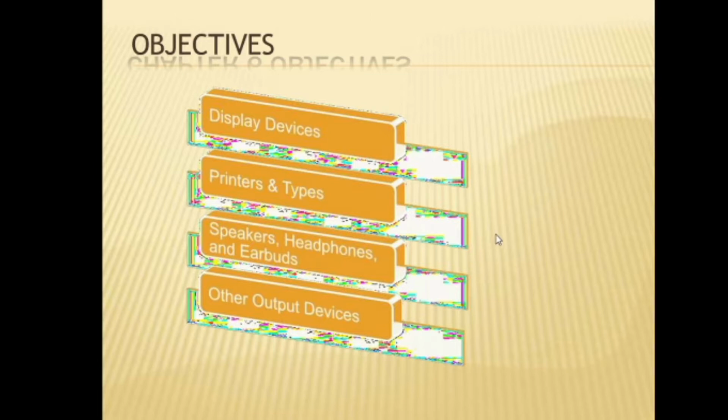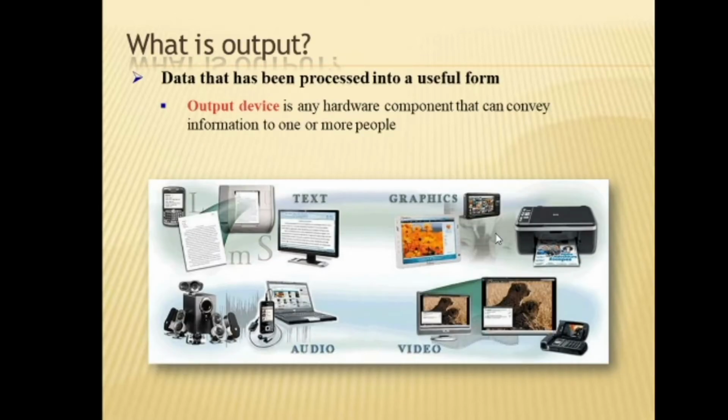the other output devices. What is an output device? An output device is any peripheral that receives data from a computer, usually for display, projection, or physical reproduction. Monitors and printers are two of the most commonly used output devices used with a computer. So, an output device is any hardware component that can convey information to one or more users.